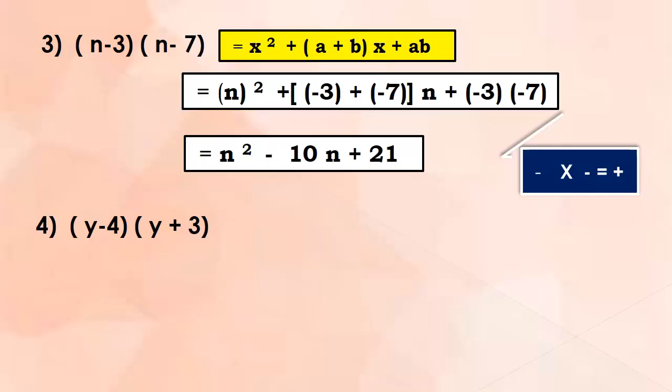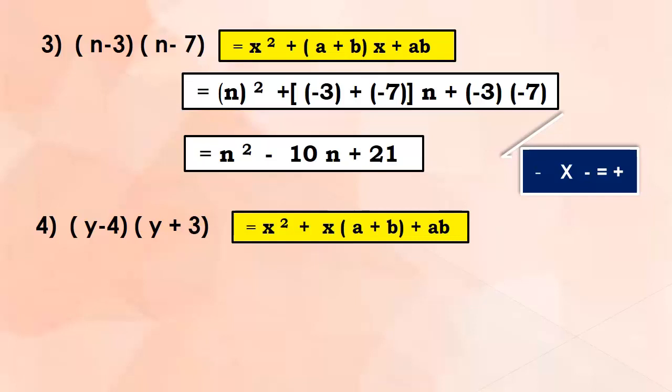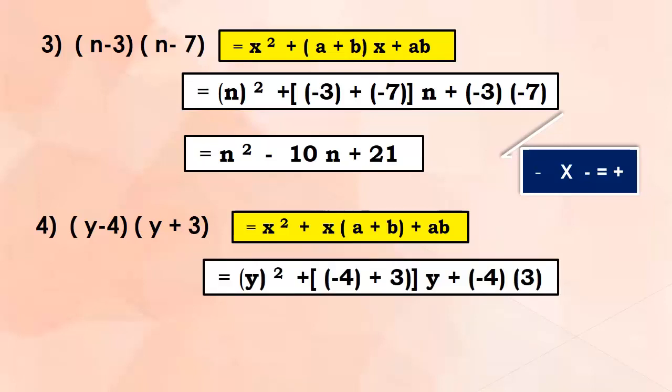Now the fourth sum. Here you can see two brackets having two different terms, but even the signs are different. Then also the rule will remain the same, the formula will remain the same. Instead of x we'll put y, a minus 4 and b 3. Remember, use the bracket to avoid all the mistakes. So now here in the second term, minus 4 plus 3. Subtract, answer will be 1 and sign of bigger number, so it will be minus 1y. Now here last term, 4 3s are 12 but one sign is negative, answer will be minus.